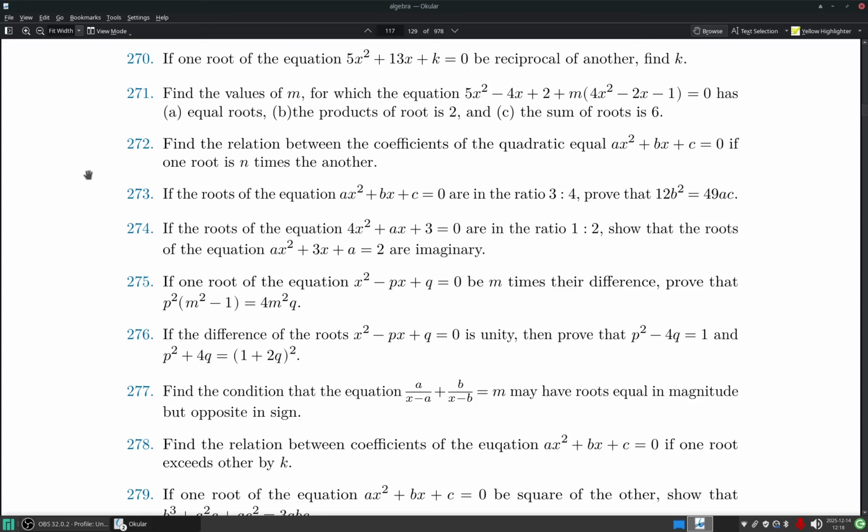In this video, we will solve set number 28, that is question number 271 to 280.